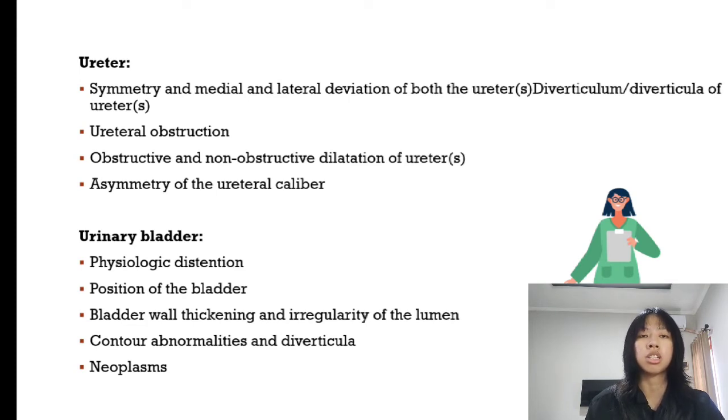For the ureters, things that should be taken in assessments are symmetry as well as the medial and lateral deviation of both the ureters, ureteral obstruction, obstructive and non-obstructive dilatation of the ureters, and asymmetry of the ureteral caliber. For the urinary bladder, things that should be taken in assessments are the physiologic distension, position of the bladder, wall thickening and irregularity of the lumen, the contour abnormalities and diverticula, and lastly the neoplasms.